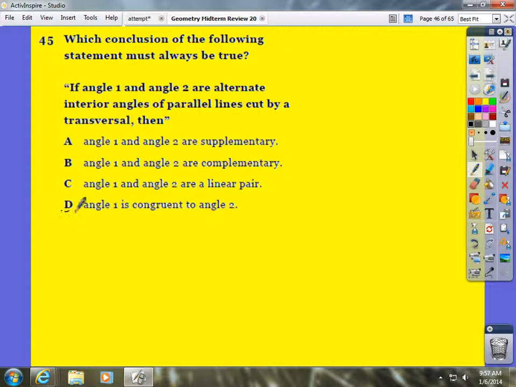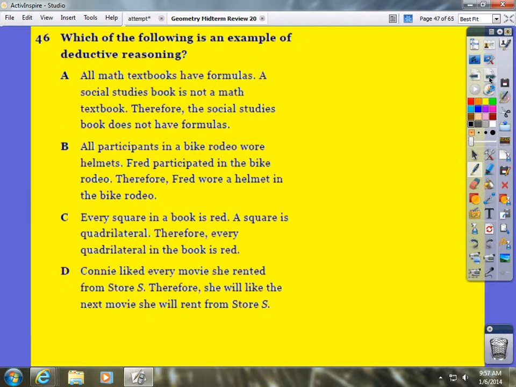Deductive reasoning, that's using facts. A math textbook has formulas. A social studies book is not math. Therefore, okay, it could have formulas. Just because it's not a math book doesn't mean it couldn't have formulas. So it's not A. All participants in a bike rodeo wore helmets. Fred participated, so he was a participant, so he wore a helmet. Okay, so B is the correct answer here.